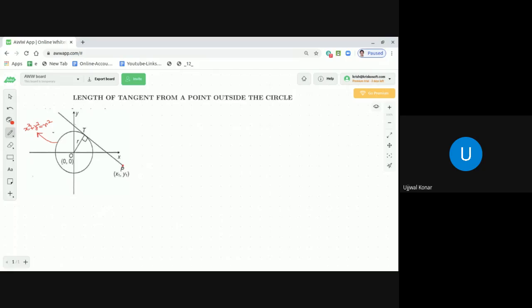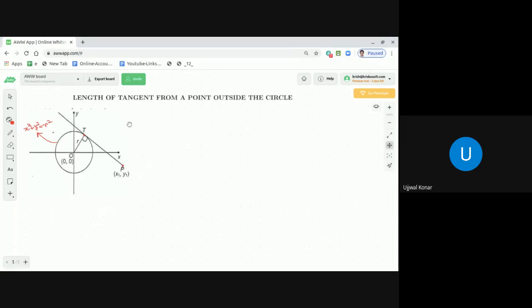Now from that point P we draw a tangent to the circle. Actually we can draw two tangents, but we draw one tangent, and T be the point where the tangent actually touches the circle. So this is the point T, correct, dear students? Then what we say is the length of the tangent is the length of the line segment PT.